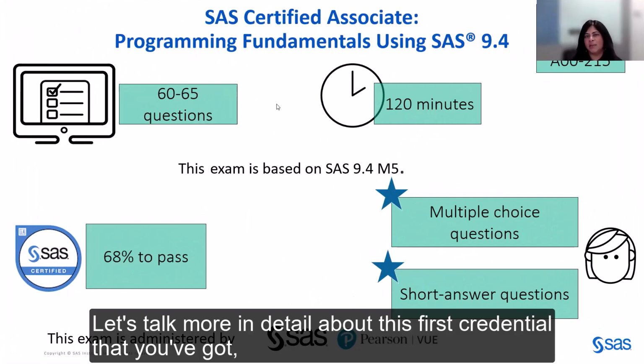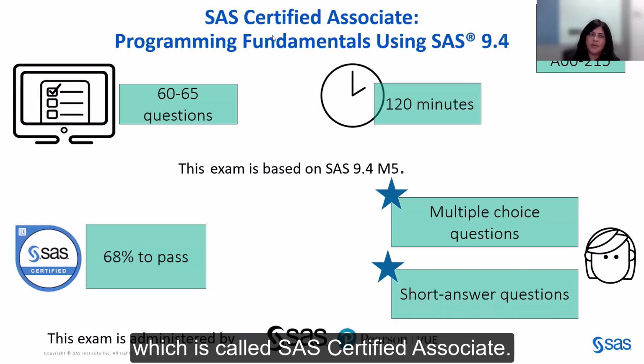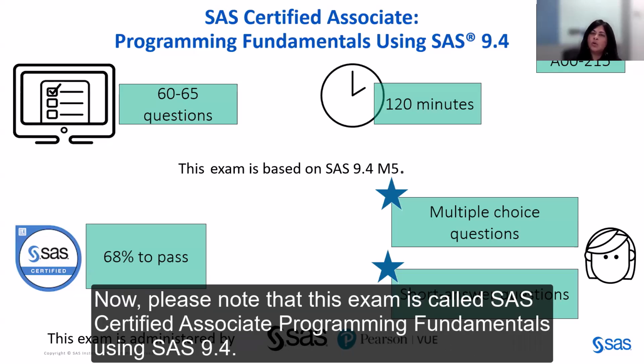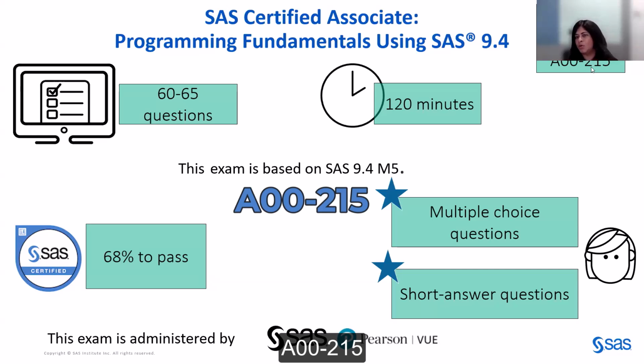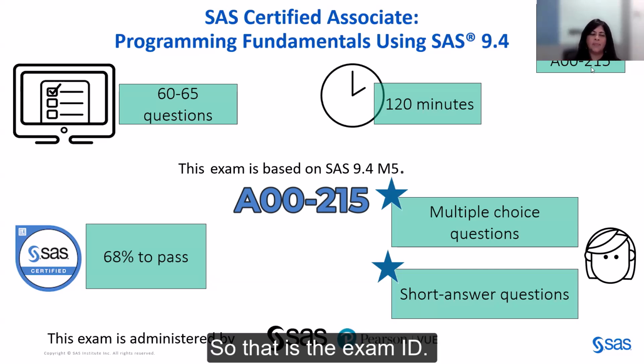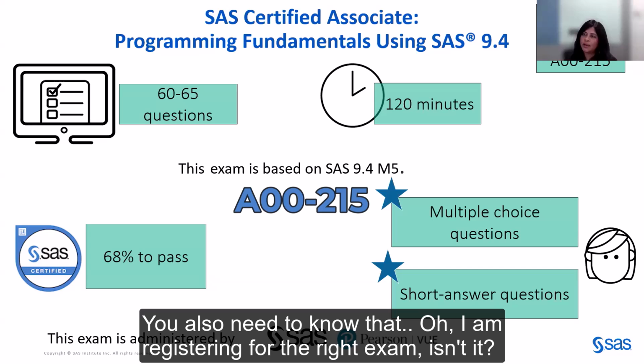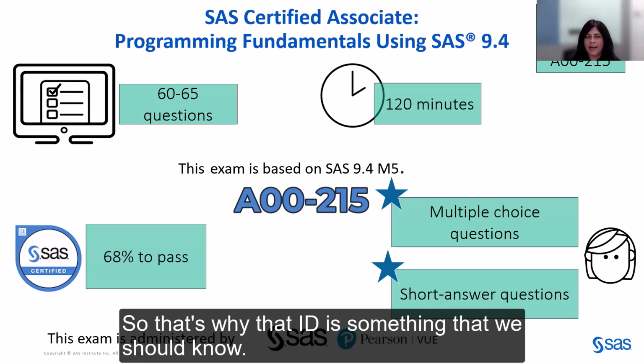Let's talk more in detail about the first credential, which is called SAS Certified Associate. Now, please note that this exam is called SAS Certified Associate Programming Fundamentals using SAS 9.4. Every exam comes with an exam ID, a code. For this one it is A00215, right? So that is the exam ID. You also need to know that you are registering for the right exam, isn't it? So that's why that ID is something that we should know.